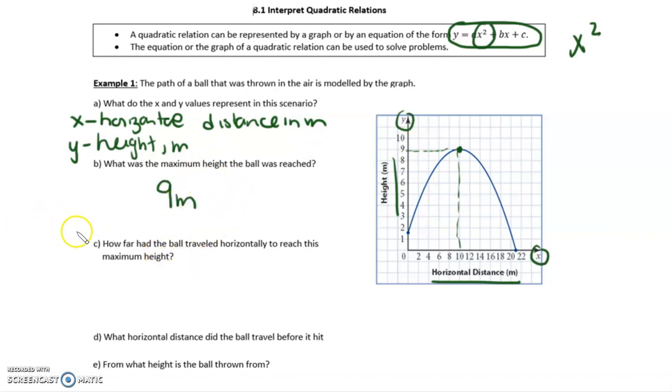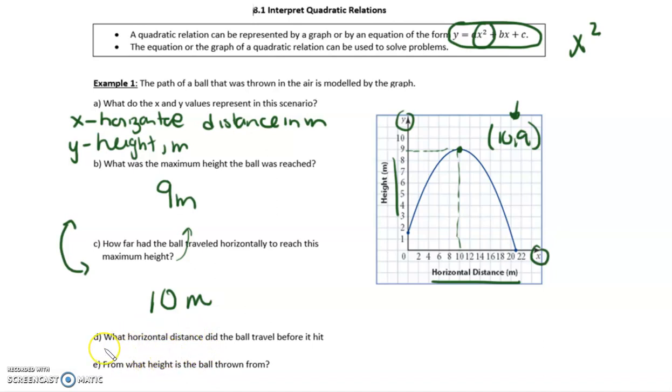And a lot of times these questions will say like, well, when does this occur, right? So what this is looking for is that we have to connect that 10, 9. These two numbers occur at the same time. The horizontal distance of 10 occurs right when the height is 9. Okay, so the question is, how far had the ball traveled horizontally to reach this height, the height that we already talked about? So we can say 10 meters.